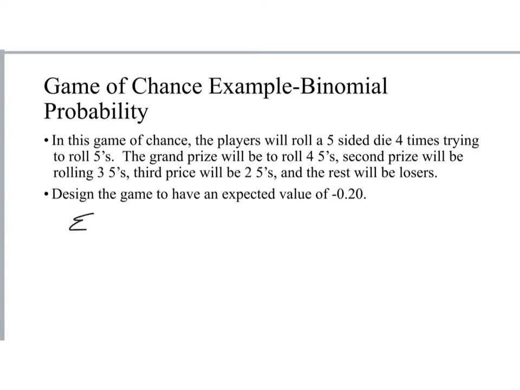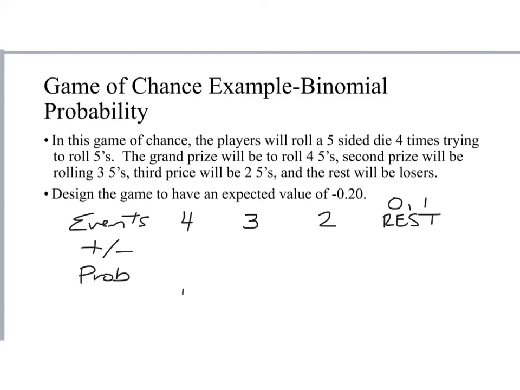So once again, we would start with our events, our gain-loss, our probability of each event. One of the events is to have 4 fives. One event is to have 3 fives, 2 fives, and then we would have the rest, which would be, in this case, 0 or 1 five. The gain-loss we will leave for a little bit, studying the probability of binomial.